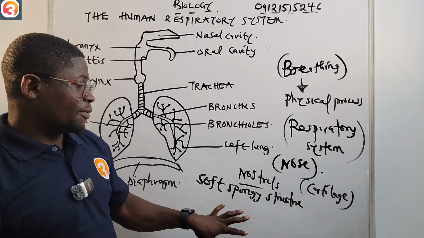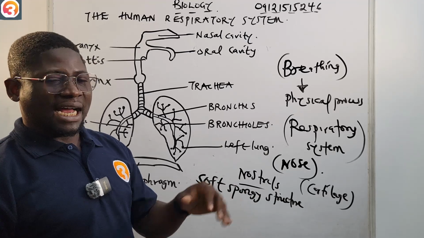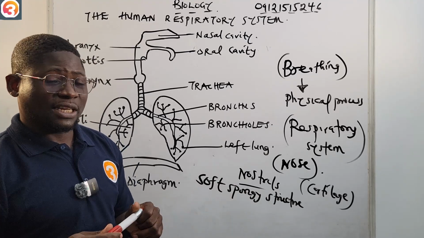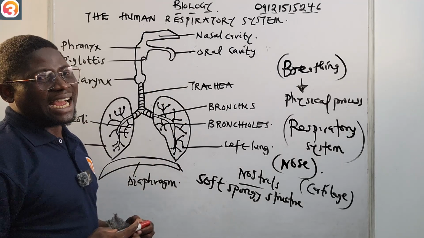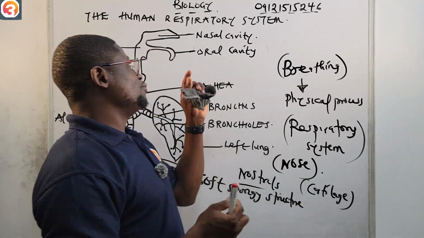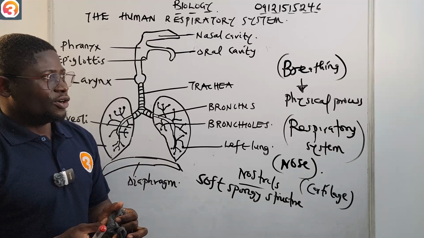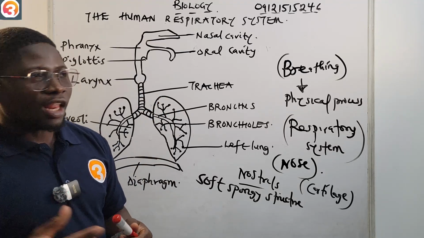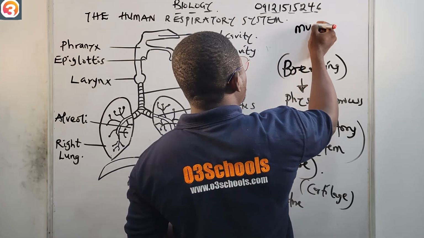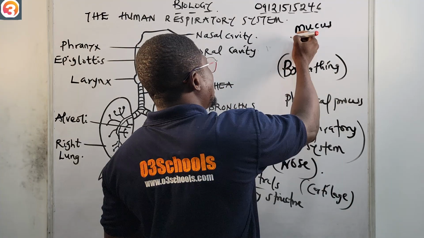So now the nose is made up of a soft, spongy structure known as the cartilage. That is where the human respiratory system begins from. From the nose, as you can see, we move to the nasal cavity. And the inner lining of this nasal cavity has mucus.